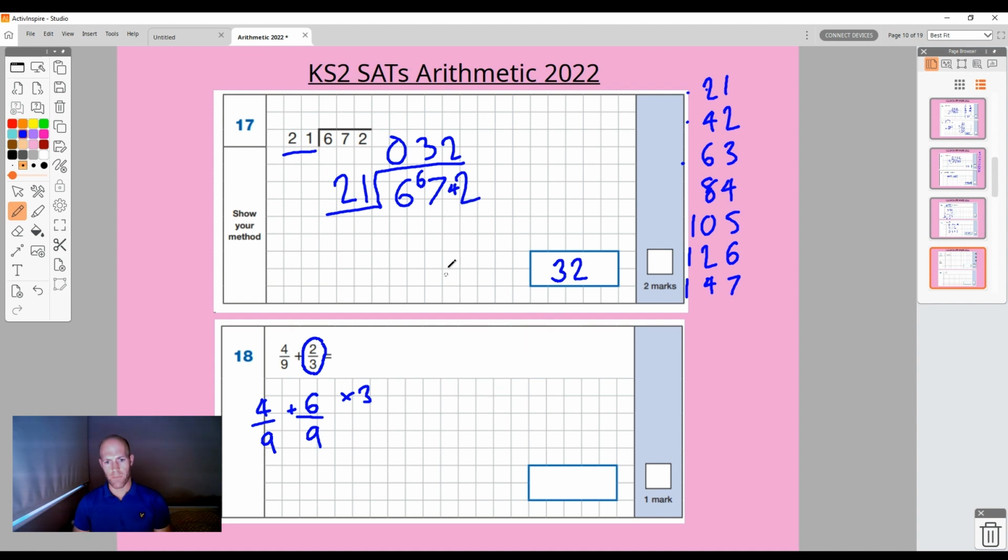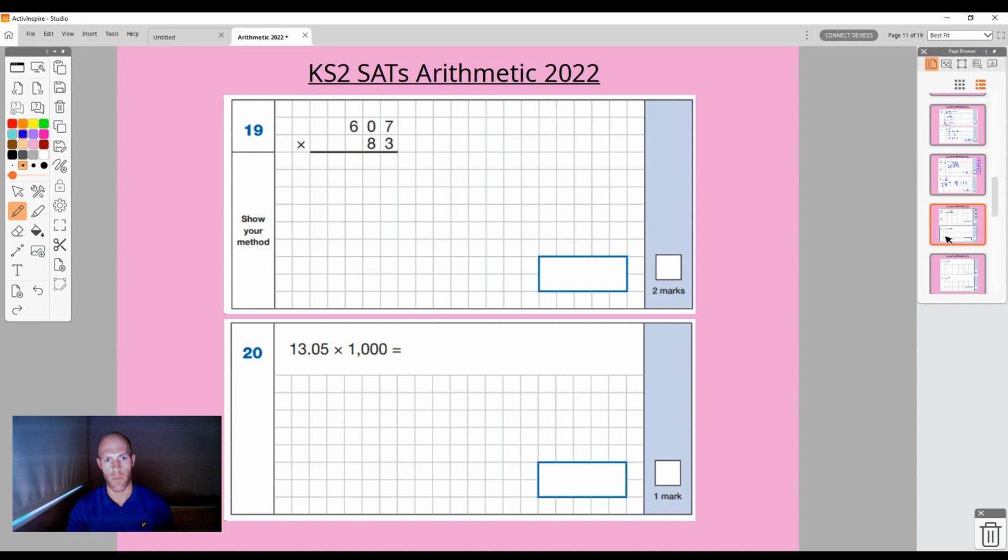Add 6 ninths, which overall gives me 10 ninths. But that's an improper fraction. 1 and 1 ninth. 1 whole one is 9 ninths, and the extra one is 10. So 1 and 1 ninth is our answer. That's up to question 18. We move on to a bit more tricky ones now.